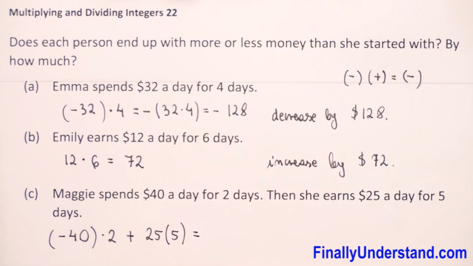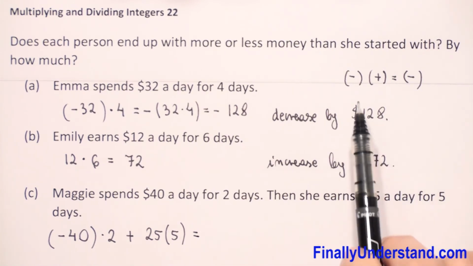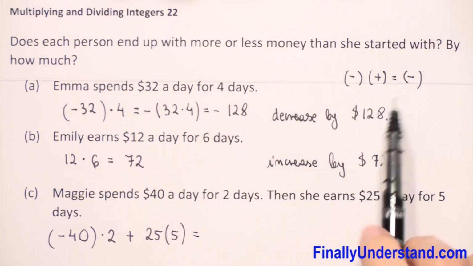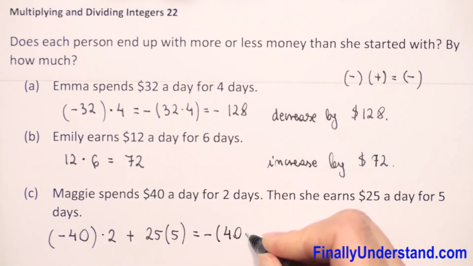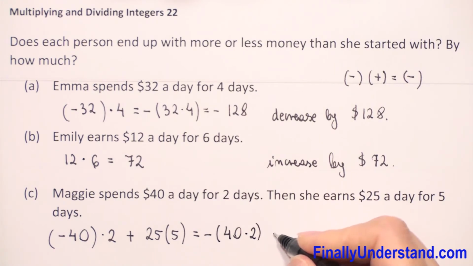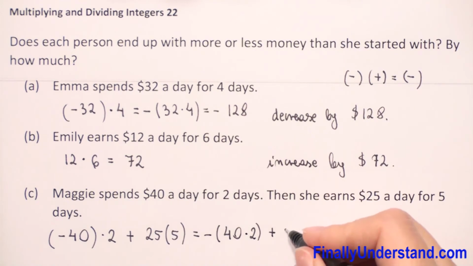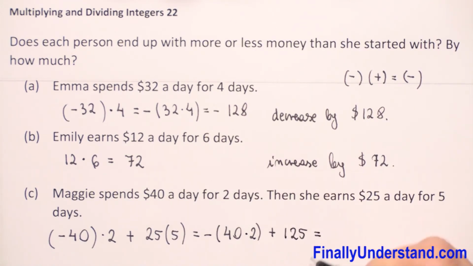So this is equal. We have multiplication and addition, so first we have to do multiplication. Negative number times positive always gives me negative. So we write a negative sign, and we multiply 40 times 2, plus 25 times 5, which is 125. So this is equal, negative sign we rewrite, 40 times 2 is 80, plus 125.